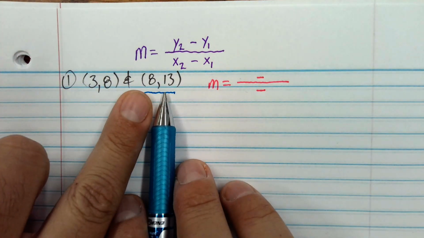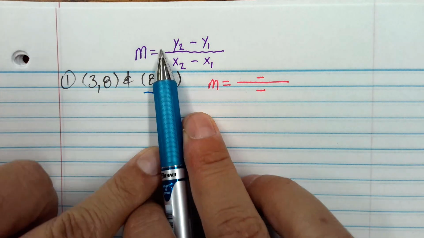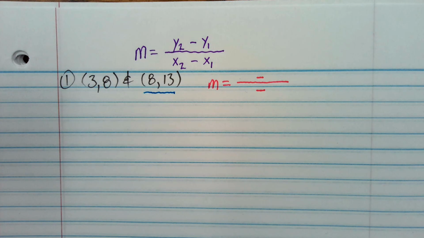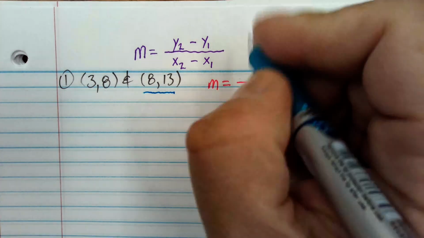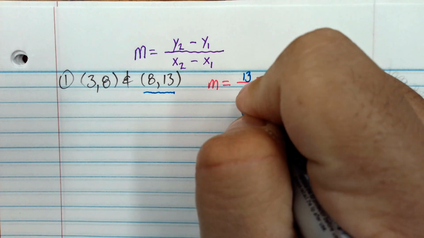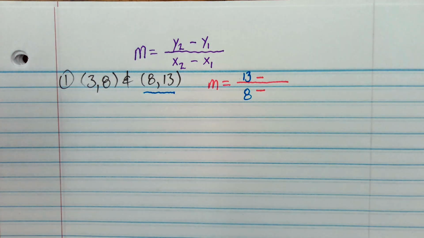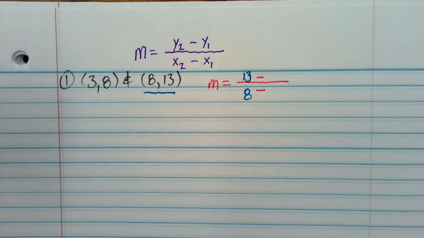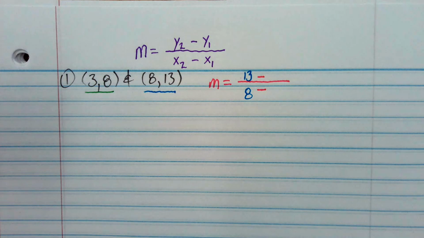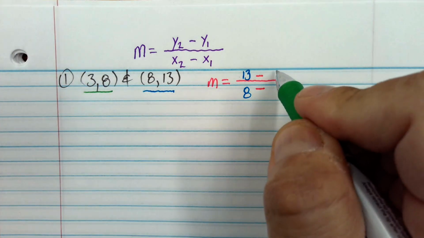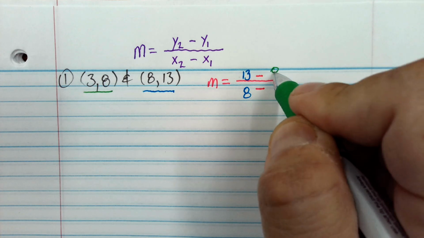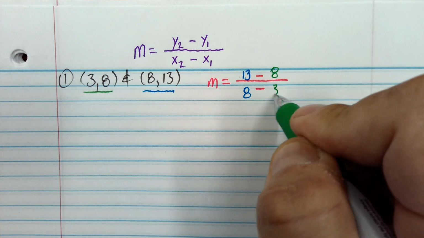I take the second ordered pair and I turn it. Imagine you rotate the numbers. 13's on top, 8's on the bottom. So that 13 goes here, and the 8 is in the denominator. Okay? And then we do the same thing with the first ordered pair, the x1 and the y1. You rotate them. So which number is on top this time? The 8. And 3 is on the bottom.